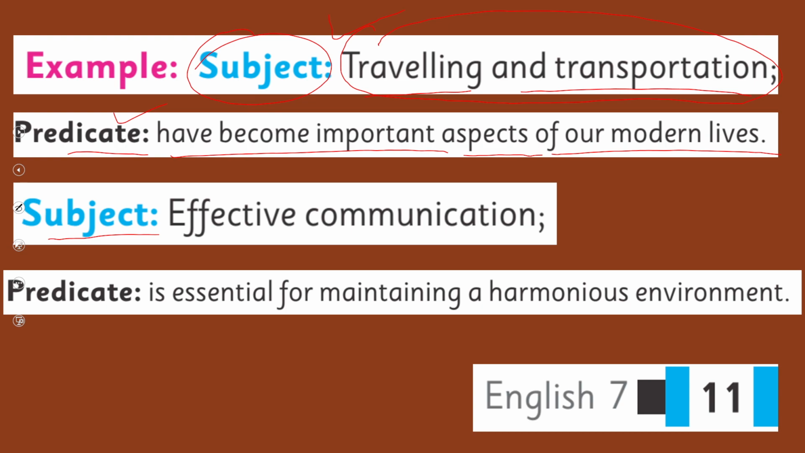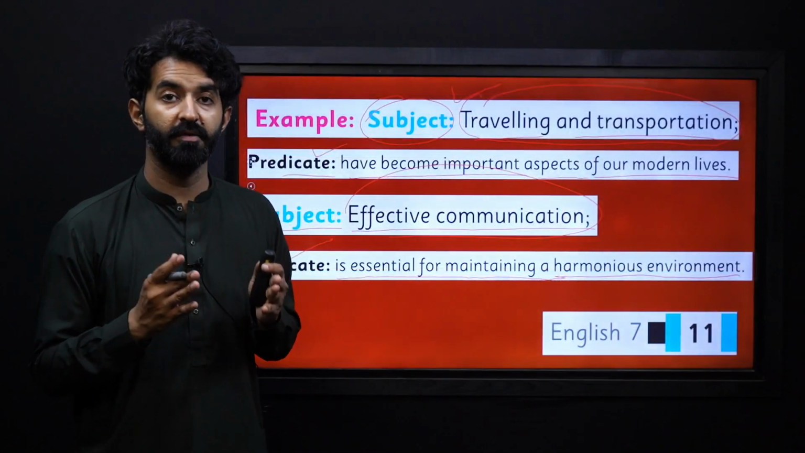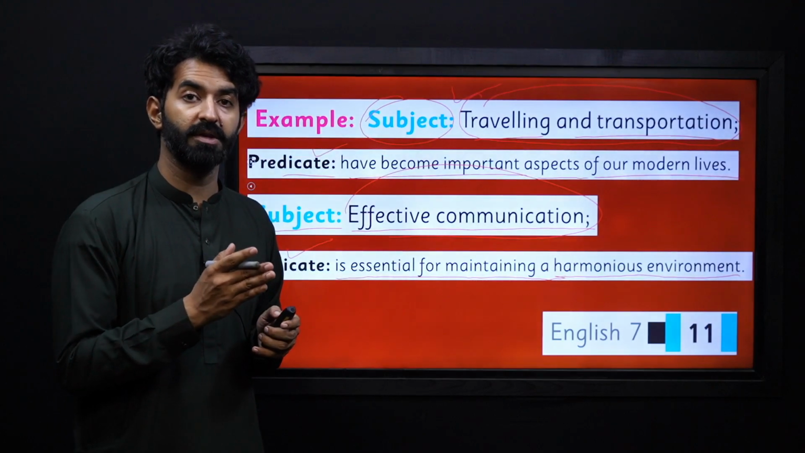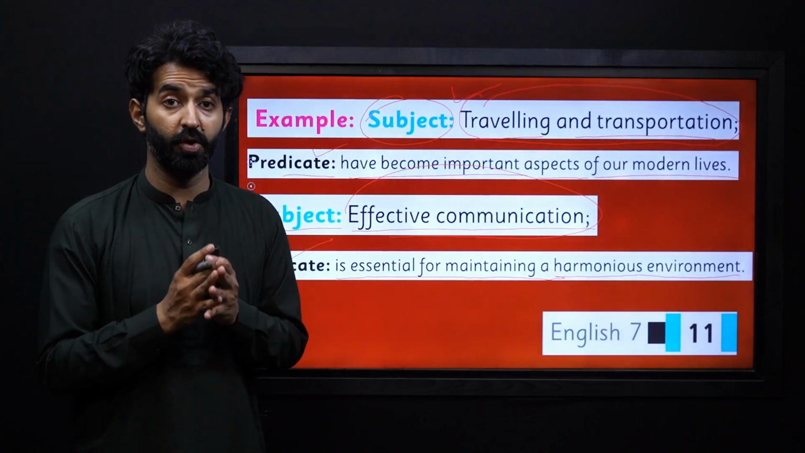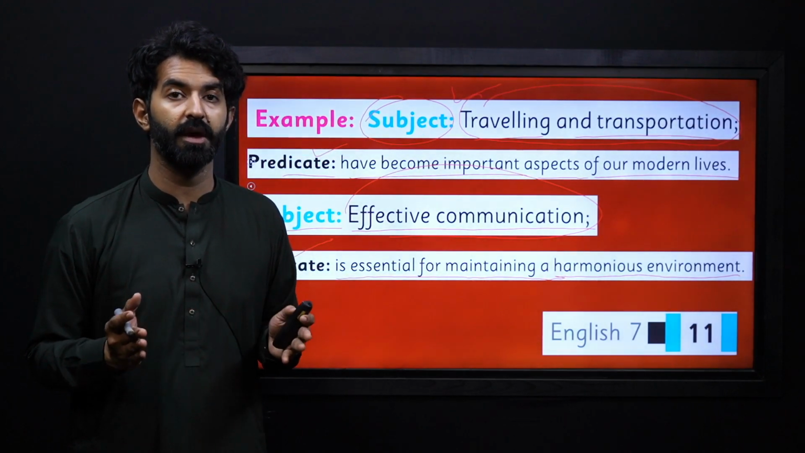Take another example. Subject is effective communication. So this is our subject. We are talking about effective communication. And what we are saying about it is our predicate, or the information we are giving about the subject is our predicate. The predicate is essential for maintaining a harmonious environment. So this is how we divide our sentence into a subject and a predicate, and now you can easily identify them and use them correctly.